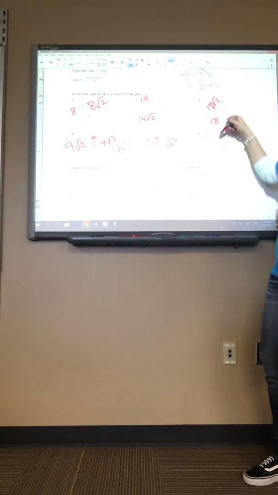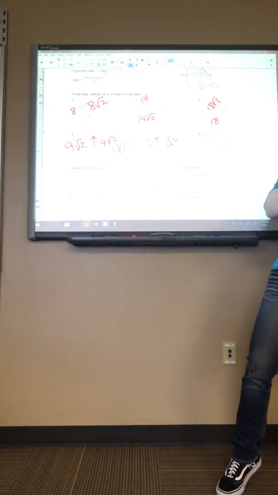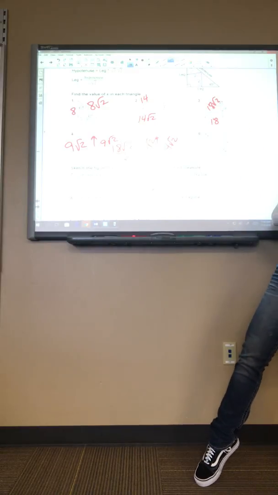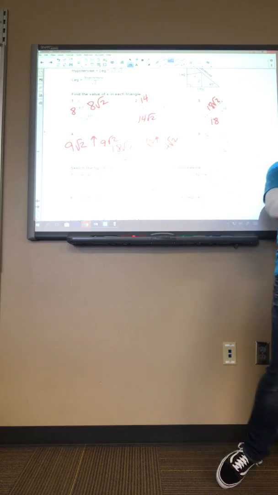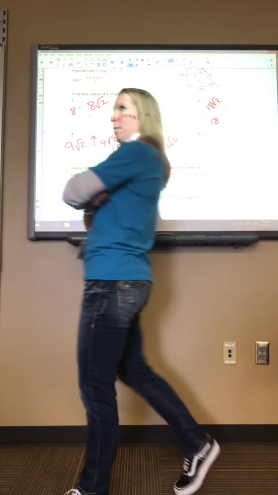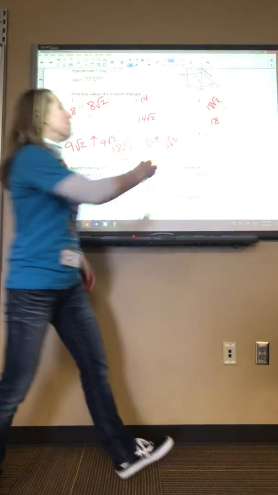Okay, if you know the hypotenuse, what do you do to go backwards? What do you do? Divide by radical 2. What's 10 divided by radical 2? 5 radical 2.